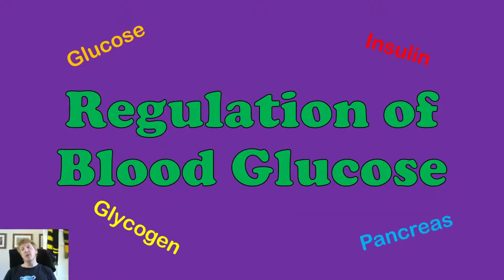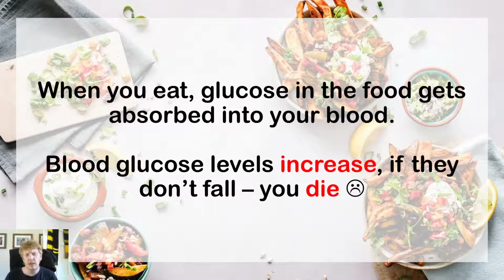So today we're going to be looking at the next video in our video series, which is looking at the regulation of blood glucose. It's using a couple of key terms: glucose, insulin, glycogen, and pancreas. We've also got the liver in there, but we'll ignore that for now, okay?